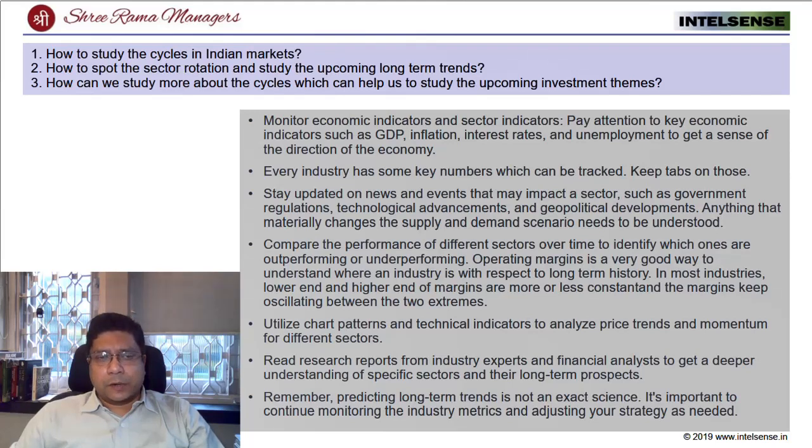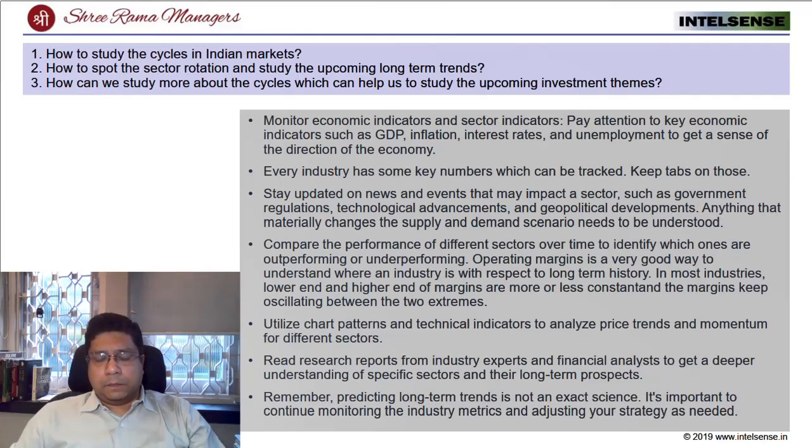Three questions are related: how to study the cycles in Indian markets, how to spot sector rotation and study the upcoming long term trends, and how can we study more about cycles which can help us study the upcoming investment themes.